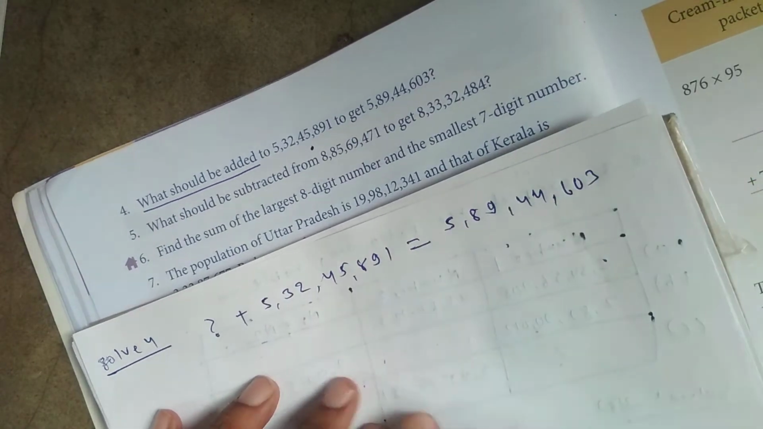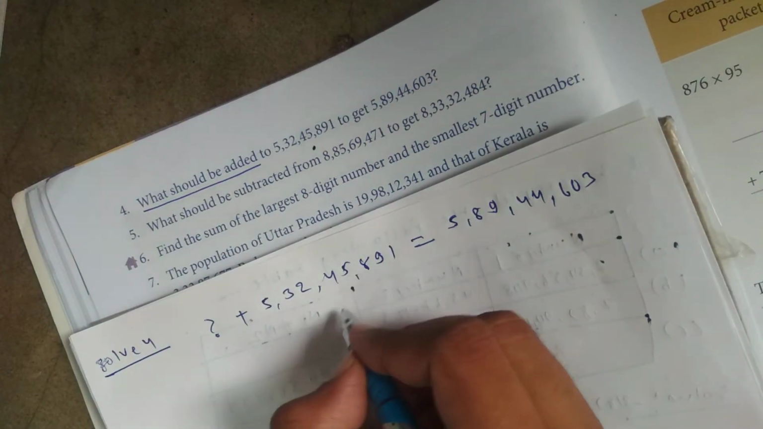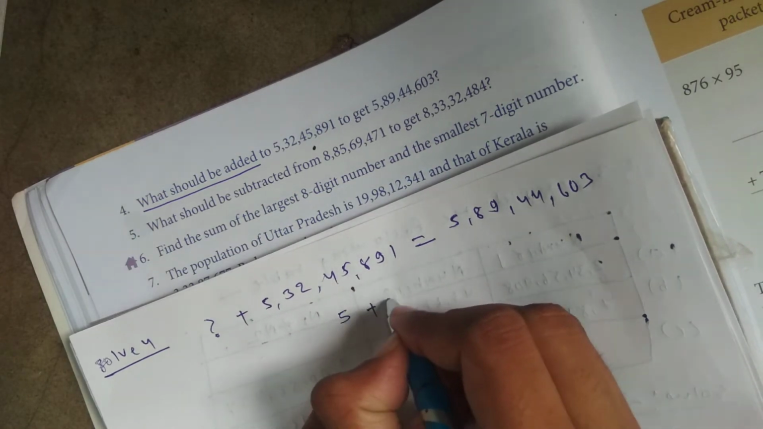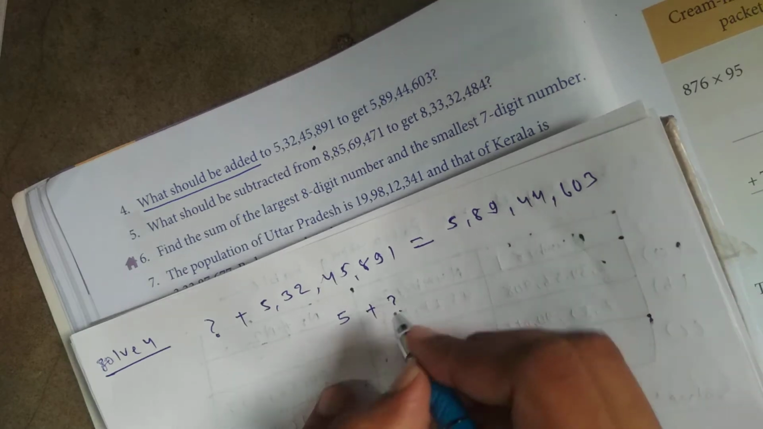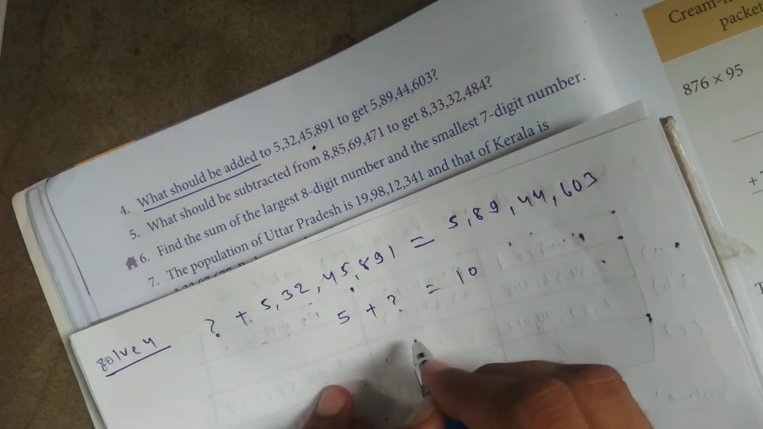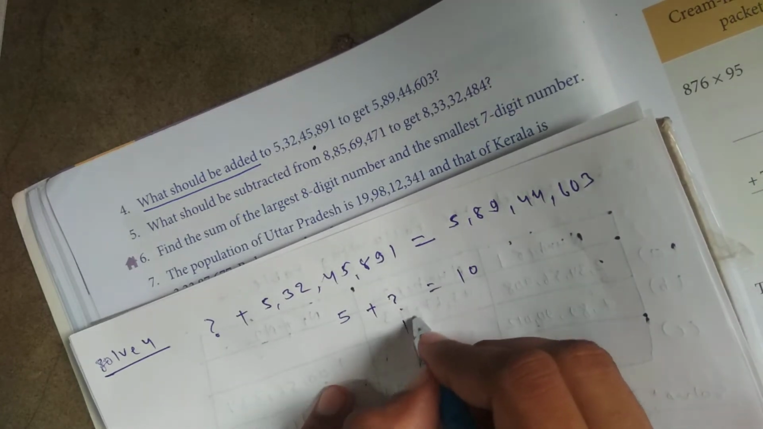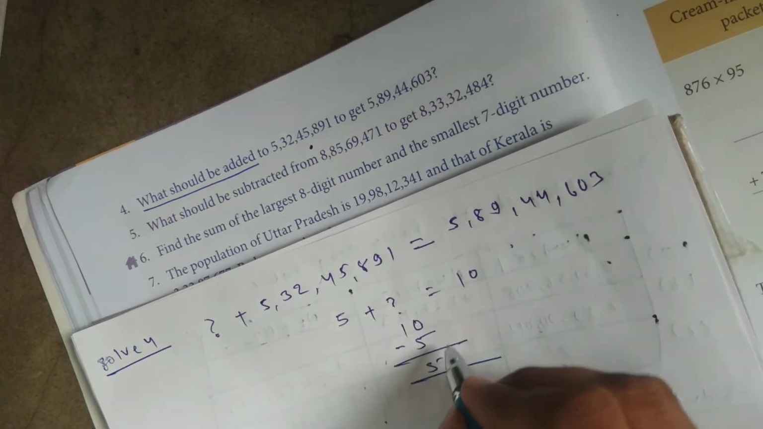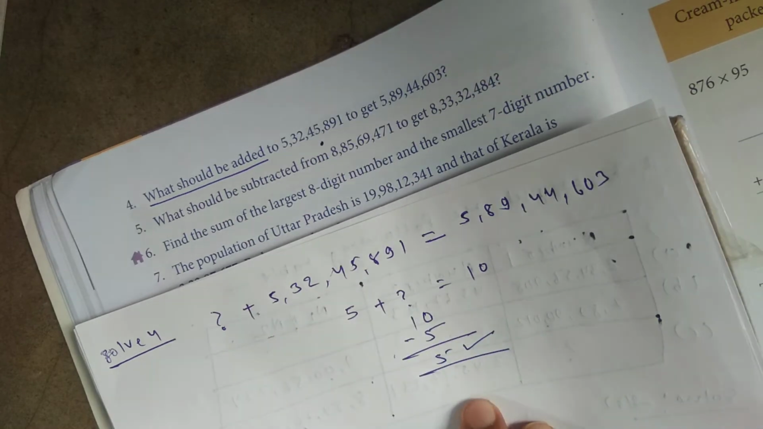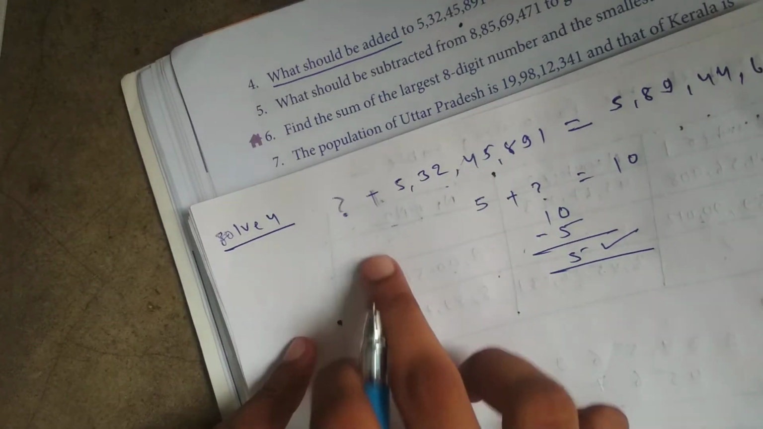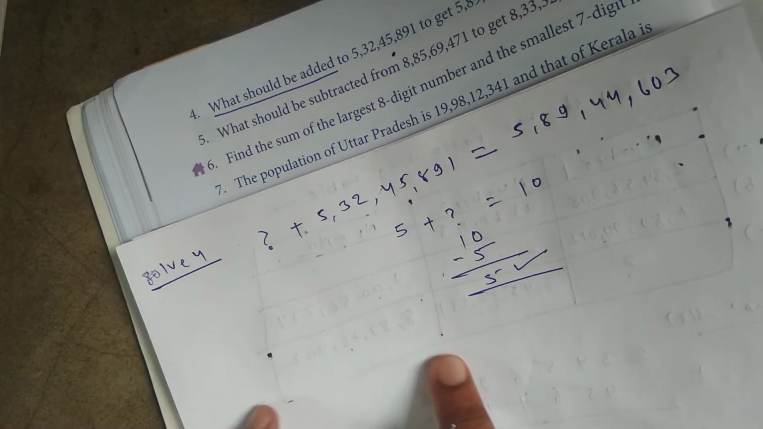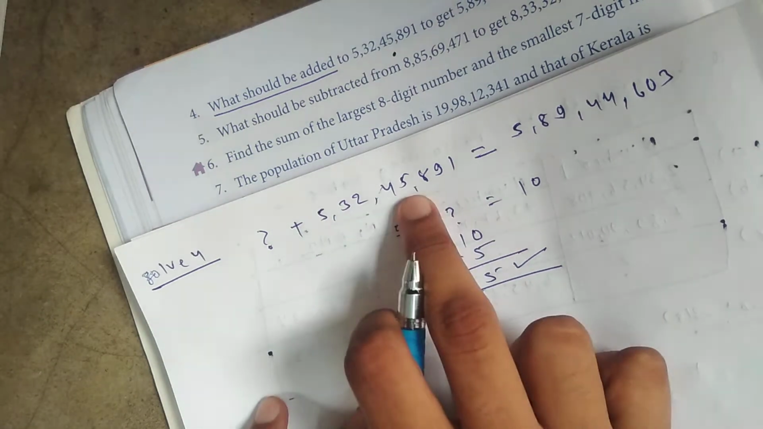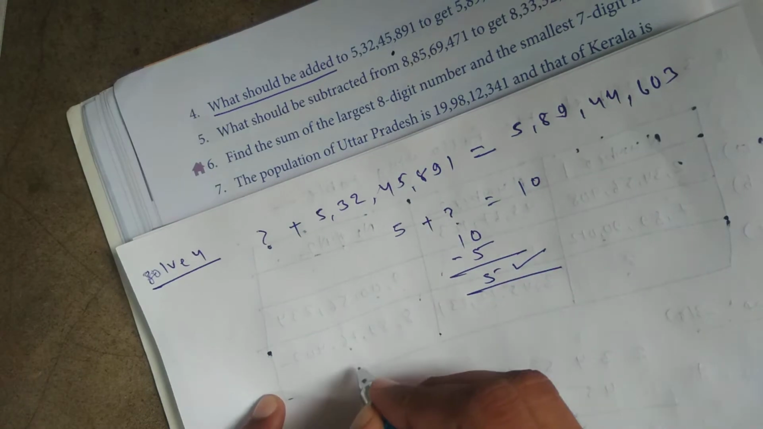Okay, suppose I tell you, what should be added to 5 to get 10? Then you will say, sir, 5 is the answer. How do you find that? You find it by subtracting the small number from the big number. Okay, similarly you will do here. If you have to find this first number, then you have to subtract the second number from this big number. So how will you do that?